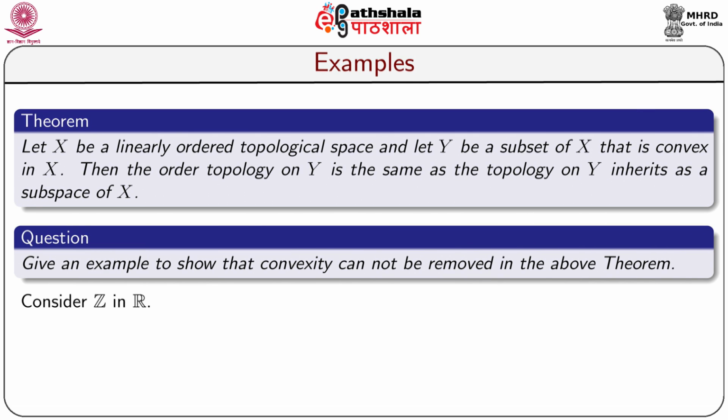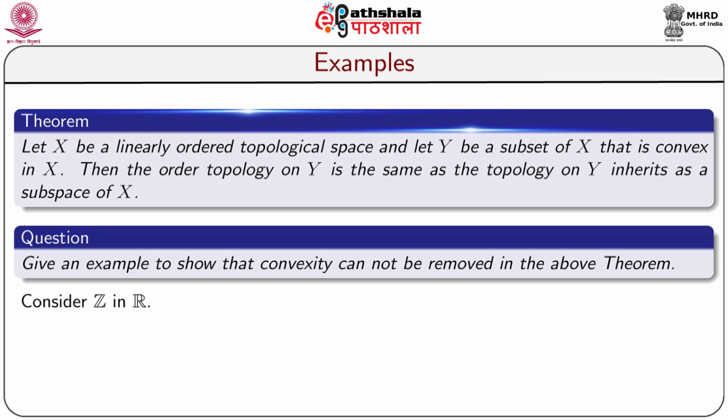Let us prove the following theorem. Let X be a linearly ordered topological space and Y be a subset of X that is convex in X. That means if x, y belong to Y and z is such that x is less than z and z is less than y, then z also belongs to Y.